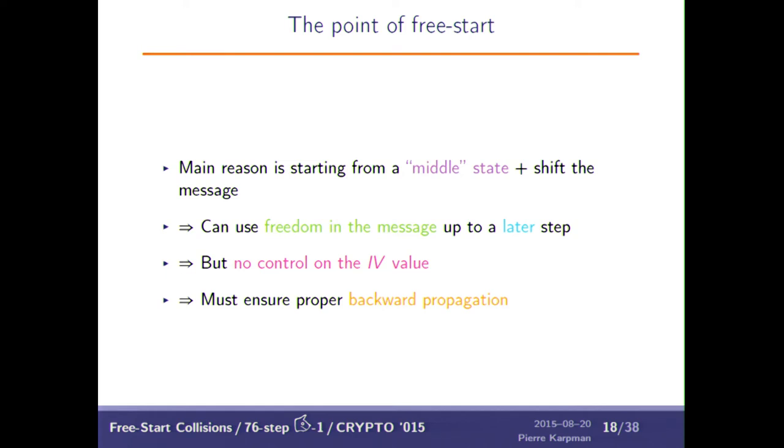And so, if I start from the middle, if I shift the message somehow, I can use freedom up to a later step. So the probabilistic part of the attack is going to start later. But then, as I said, if you do this, you don't control the IV anymore. And potentially, you also need to introduce differences in the IV. And because you don't control what's going to happen in the beginning of the computation, you need to do something backward. You also have to be careful, because if you have some conditions backward when you compute, maybe some of these conditions are going to be invalid. So you have to be careful about how you get things. So this is why we did free start.